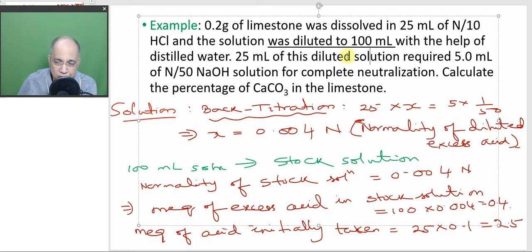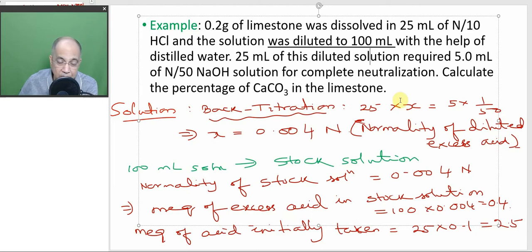Now the entire solution was made up to 100 ml. Then 25 ml of this diluted solution required 5 ml of N by 50, can you imagine such a dilute solution, N by 50 NaOH solution for complete neutralization. Calculate the percentage of calcium carbonate in the limestone.